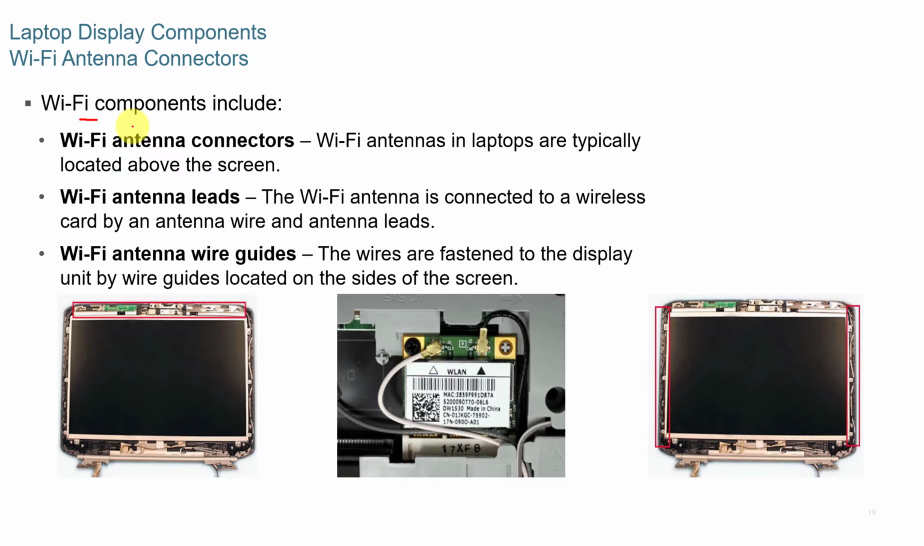When we're talking about Wi-Fi components, the Wi-Fi antenna connectors are built into laptops. They're typically located above the screen, so that when you open it up, it's located up here, higher up in the air. You have antenna leads. The Wi-Fi antenna is connected to a wireless card by an antenna wire, so you may have the wire that runs around. And the wire is fastened to the display unit by wire guides located at the sides of the screen. That's what you have coming down here.